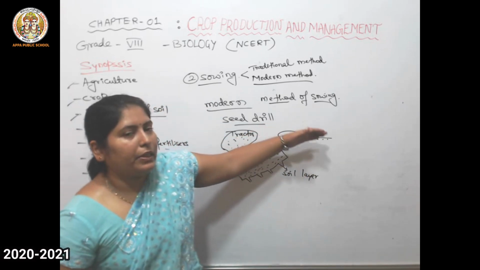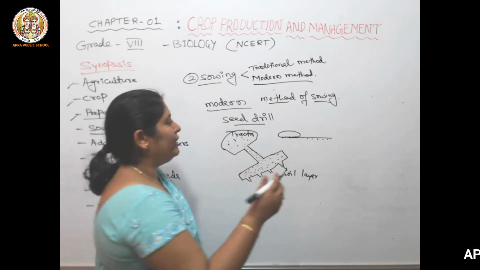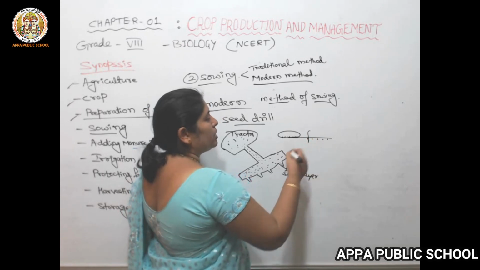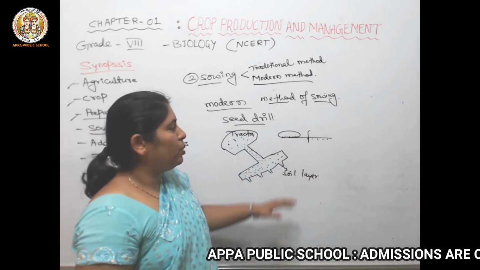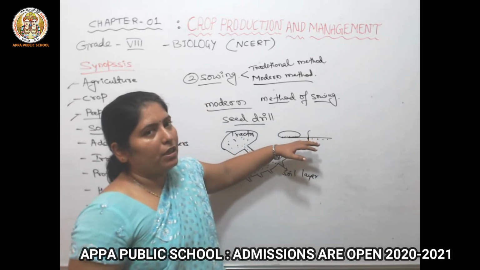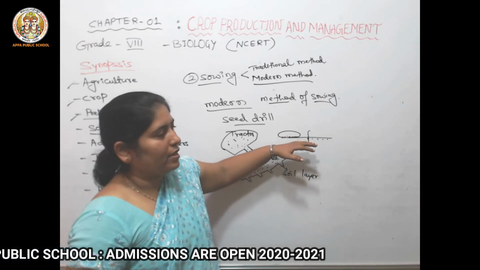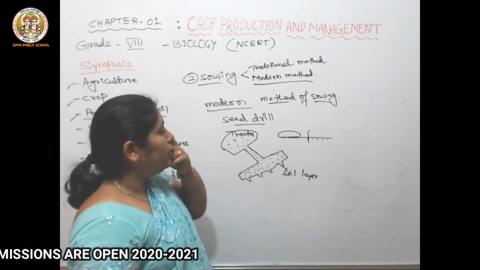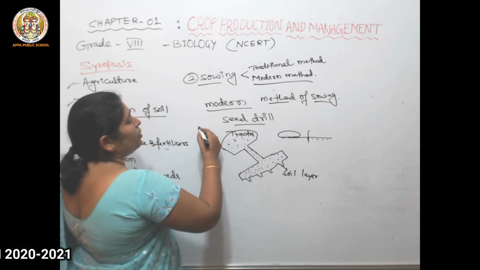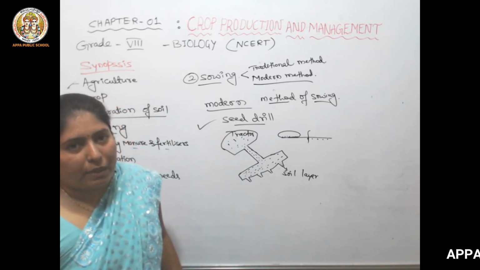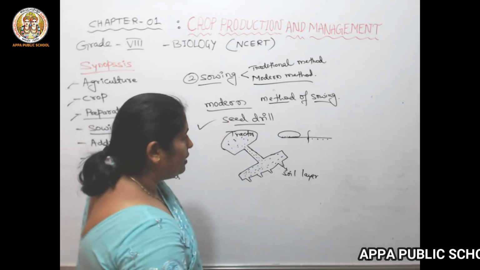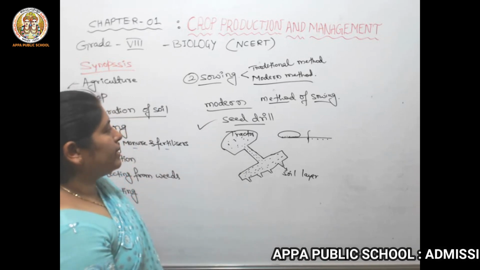They will be secured over there. And when they germinate, the shoot and the roots will develop. The shoot starts emerging out from the soil surface. So this is actually a very good practice which is followed by the seed drill method. Fine. So this is the modern method of sowing, students.